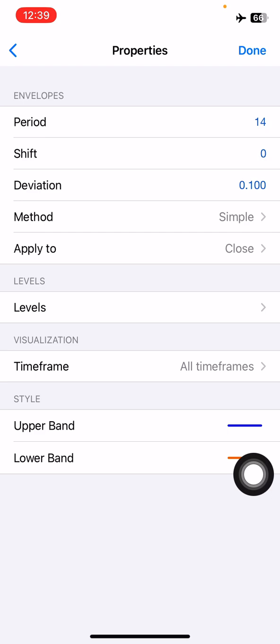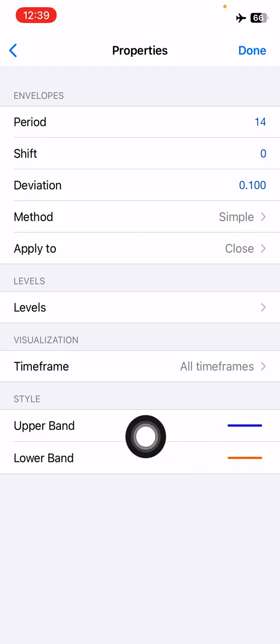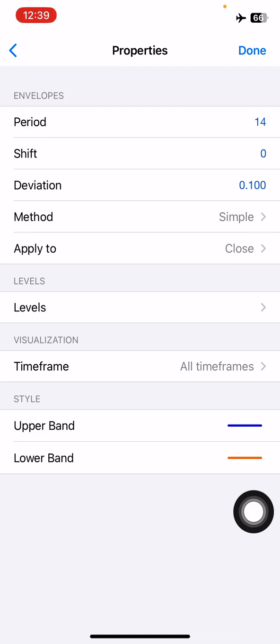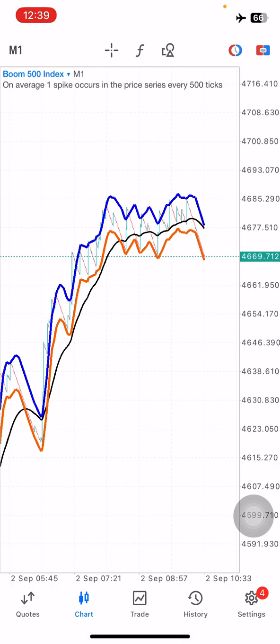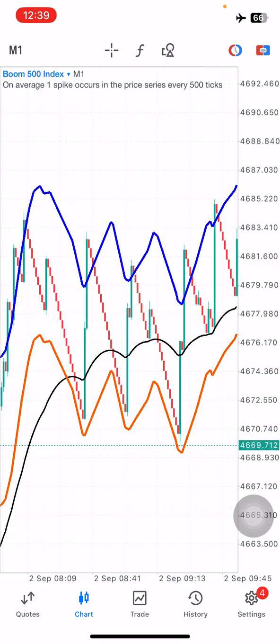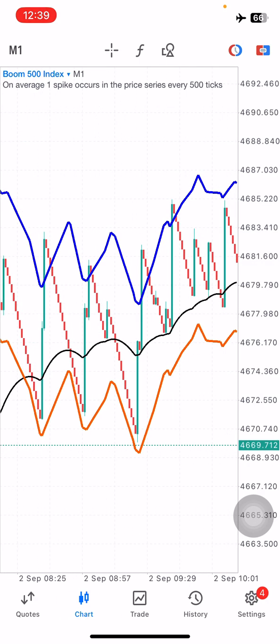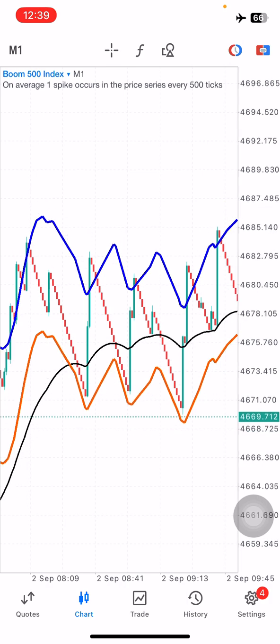The levels don't matter. The most important thing that you have to know is when it comes to the style, the upper band will be blue, and the lower band would be that color, which is orange. Yes, so use the same colors that I've used, and you're going to click there, and by now I believe this is even self-explanatory. It will look something like that.